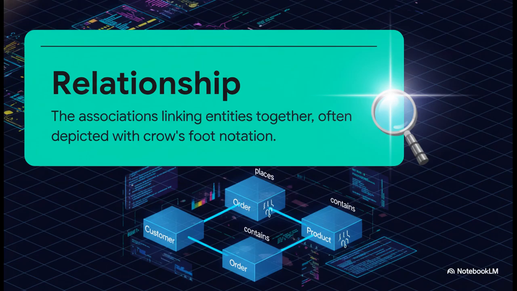And finally, relationships. This is really where the logical network takes shape. Relationships define the operational constraints between our domains. Usually visualized with that classic crow's foot notation, these paths dictate exactly how we're eventually going to write our join clauses and how we'll enforce referential integrity across the entire system. It's how the whole puzzle fits together.